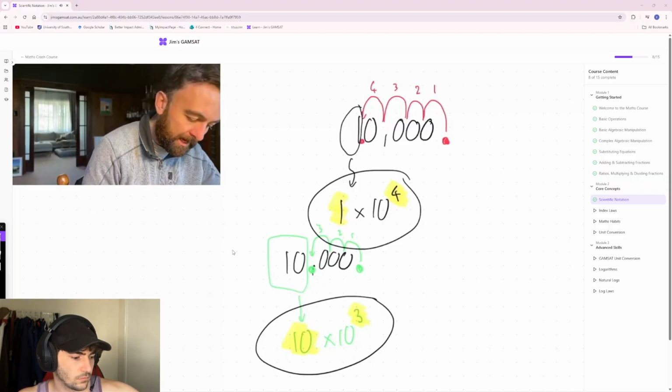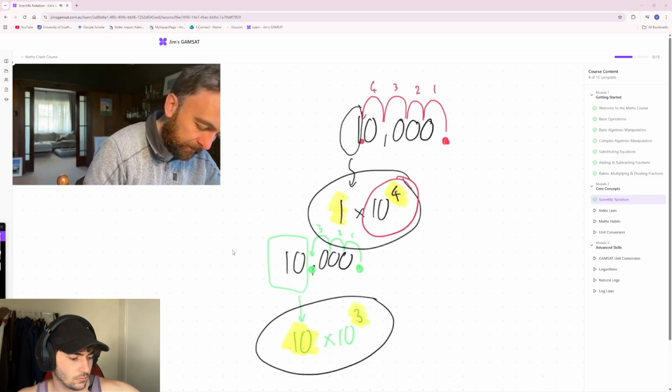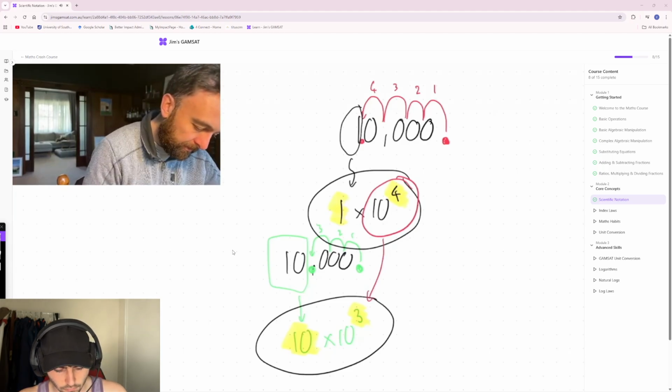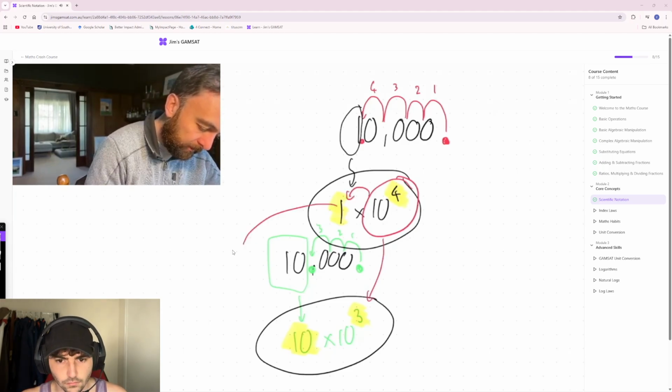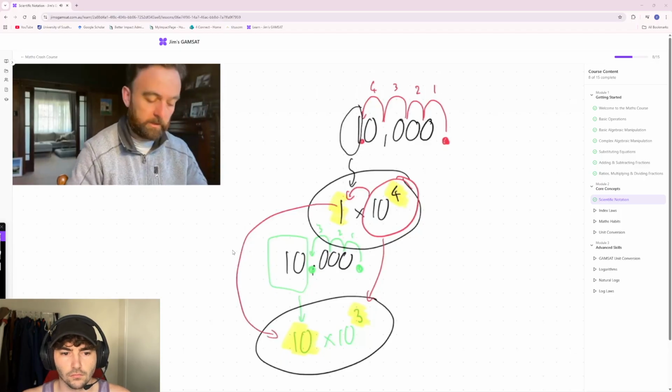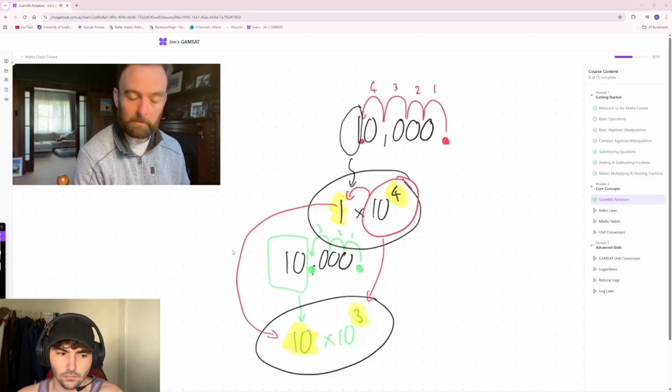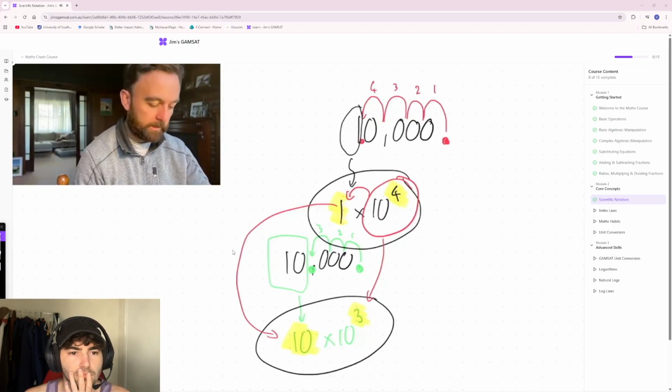So we've taken one of these 10s from here, because we've got one less, and we've just multiplied it onto this 1, which has then given us that 10. So it's the exact same number, just represented a different way. And as I said, this will be very useful later on. Okay, so moving on.